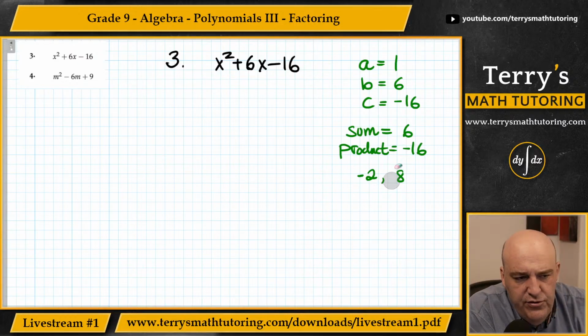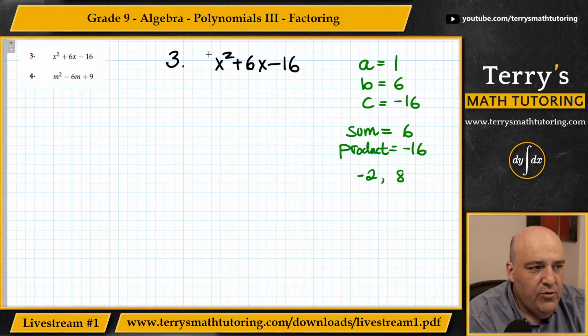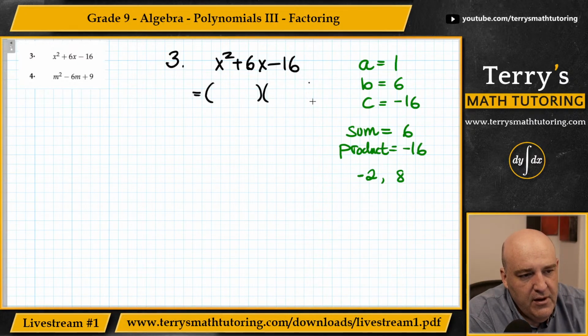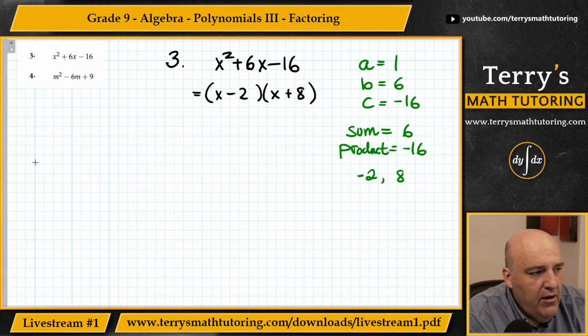So we have our two numbers. When you do trinomial factoring, the key is to get these two numbers, okay? Once you get these two numbers, you're in good shape. And when a is equal to 1 here, you're in really good shape because you're going to be done. It's going to be x minus 2 and then x plus 8. All right, number 4.